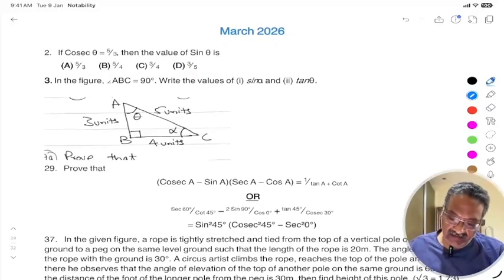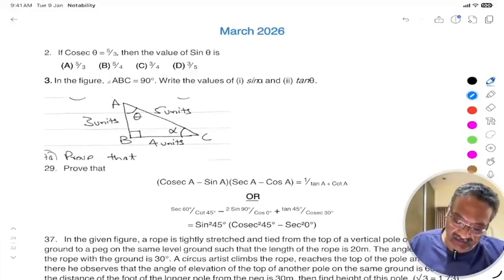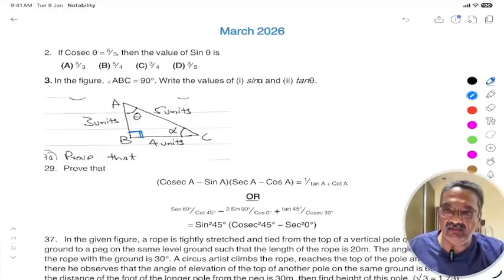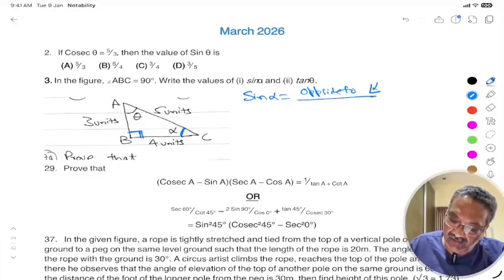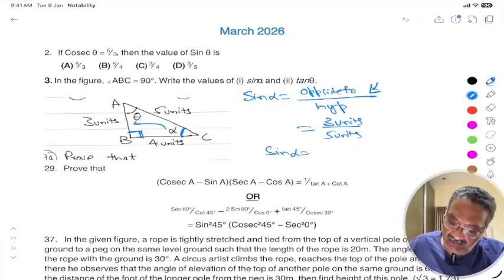Next, again a similar question. In the figure, angle ABC is 90 degrees. Find the value of sin alpha and tan theta. Every year they ask this question. It's very important. Now, alpha is here. Sin alpha is equal to the side opposite to angle alpha divided by the hypotenuse. What is opposite to alpha? Opposite to alpha is 3 units divided by hypotenuse 5 units. So therefore, sin alpha is equal to 3 by 5.